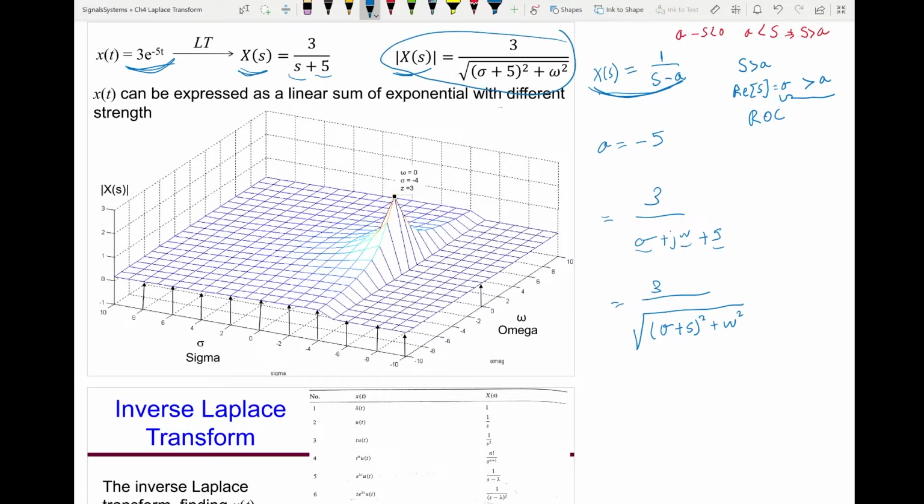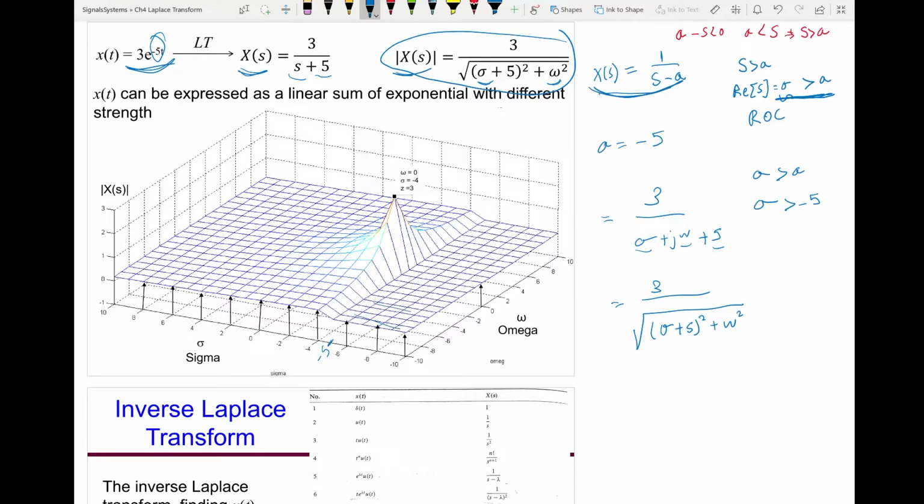If I use MATLAB and plot this for different values of sigma and different values of omega, as long as in the region of convergence, that means sigma is larger than a. In this example, a is minus 5, so sigma is larger than minus 5. So this is minus 5 here.